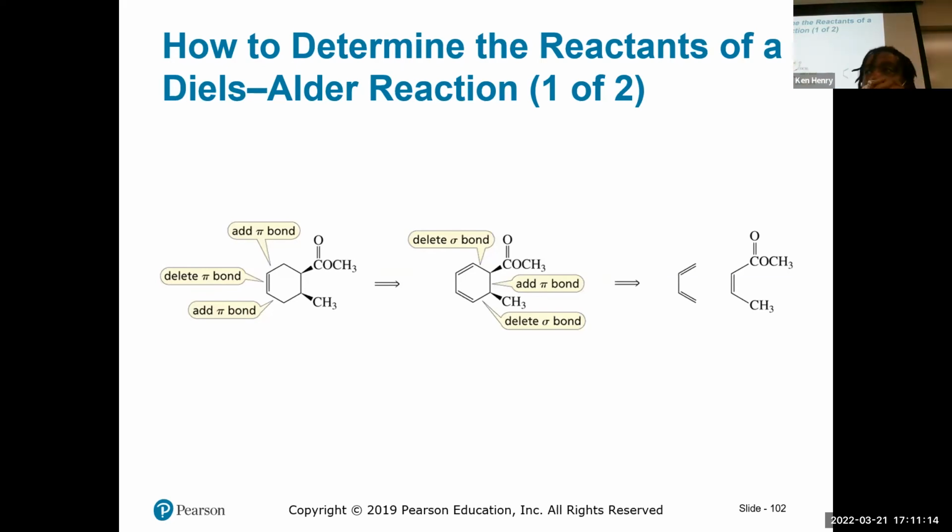Okay, so we have a pretty good idea of how to determine your reactants. Let's say we're given a product and they want you to determine what the reactants are. It's just going to be working backwards. The first thing we want to do is add the pi bond. We're going to delete this pi bond, so this guy gets a pi bond, this guy gets a pi bond, and then this bond is going to be deleted. So then we know that we have our conjugated diene, and then we have the other product.